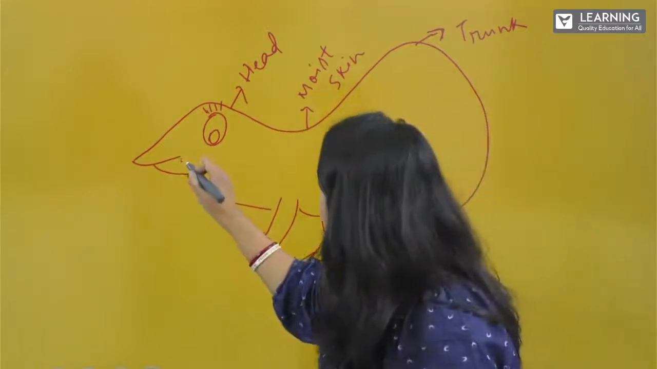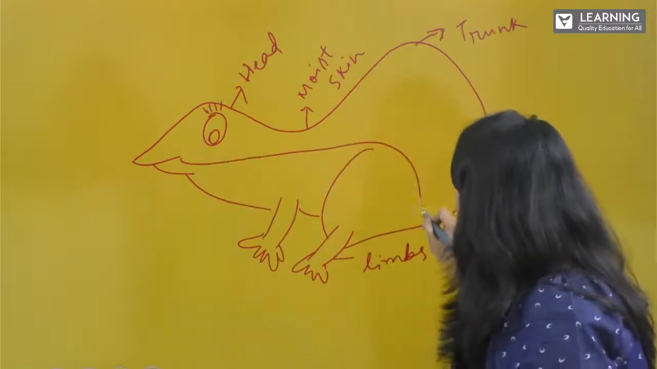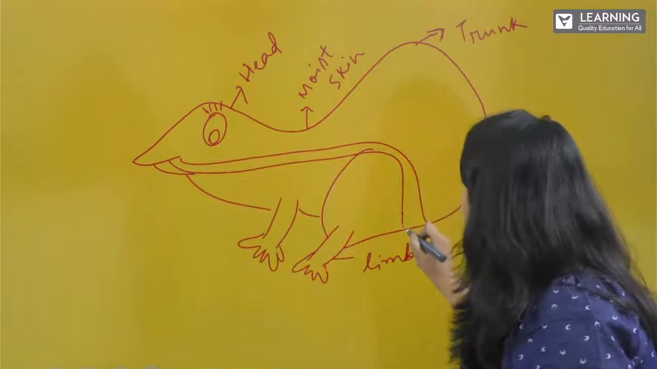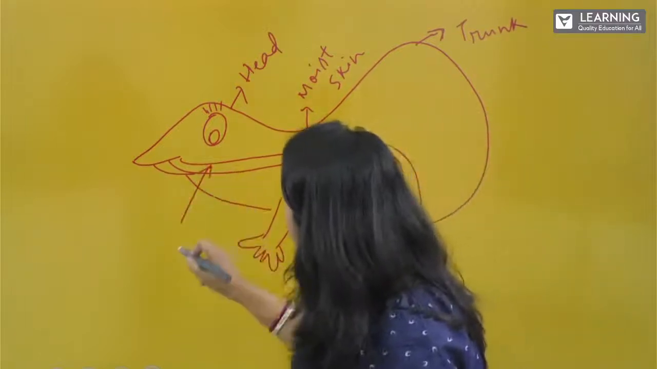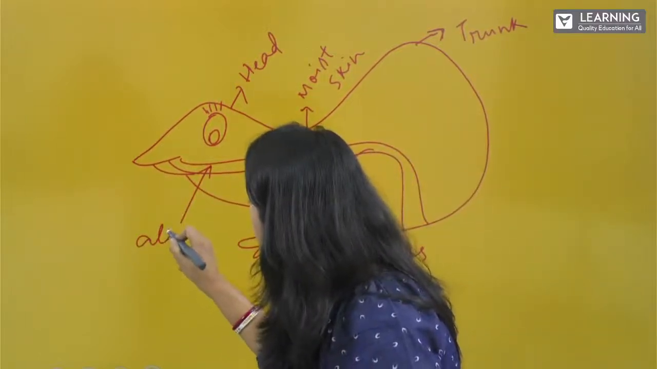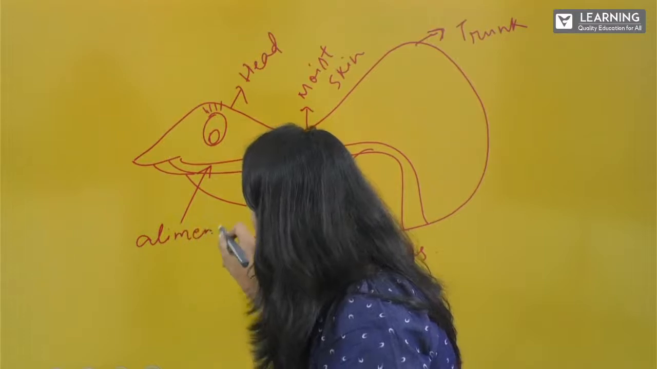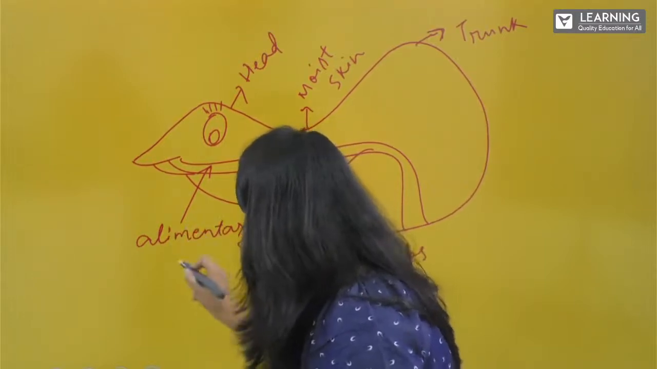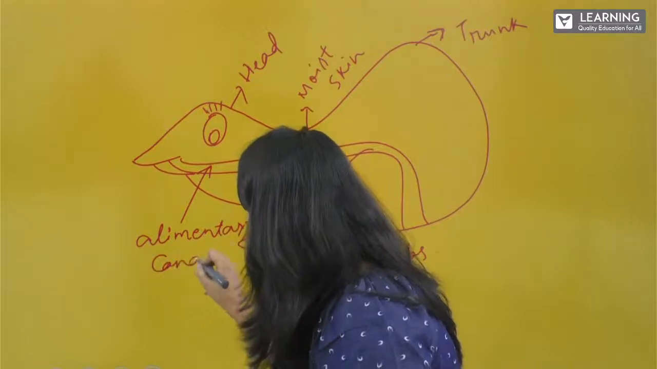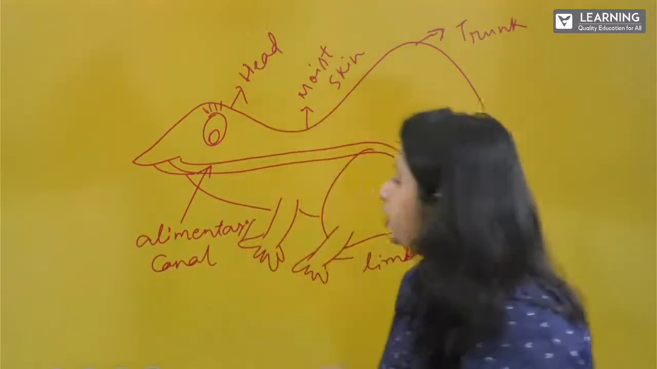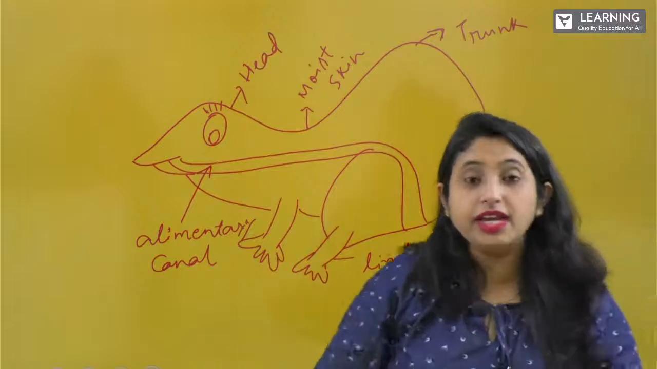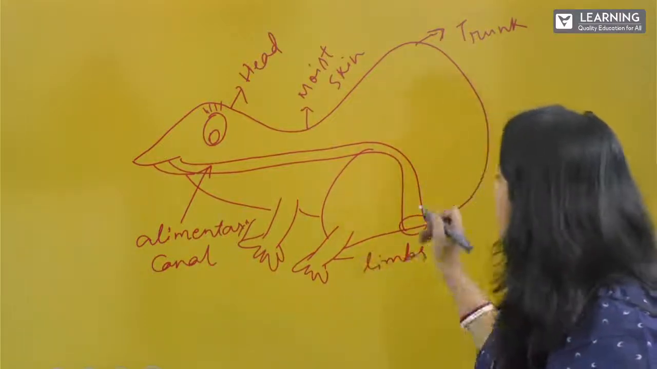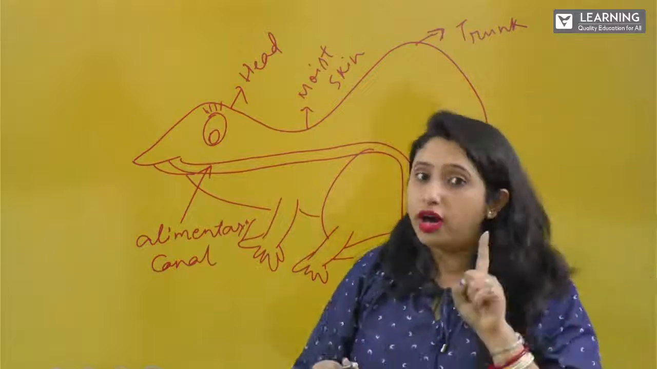Now from here, from the mouth, this will be the alimentary canal. So this is the alimentary canal through which the digestion takes place. What is the function of the alimentary canal? It helps in digestion, and it opens here. Okay, so they have got only one opening.